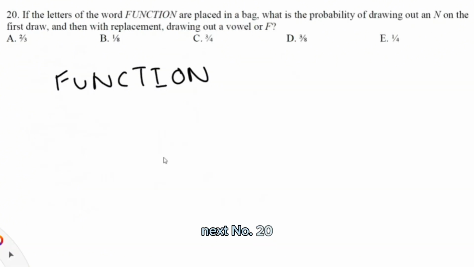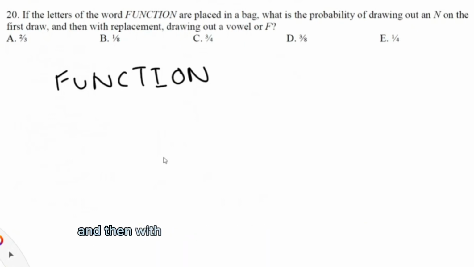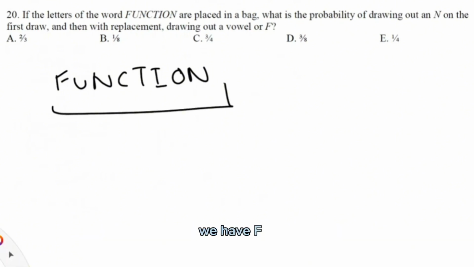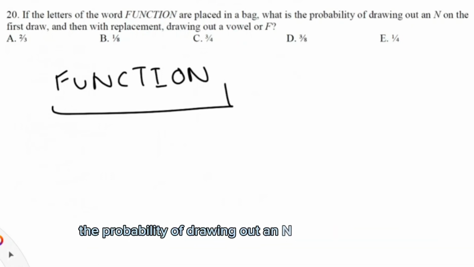Next, number 20. If the letters of the word function are placed in a bag, what is the probability of drawing out an N on the first draw, and then with replacement, drawing out a vowel or F? Alright, let's see. So these are the letters we have right here. We have F-U-N-C-T-I-O-N. Alright, so the first thing we need to do is find the probability of drawing out an N on the first draw.